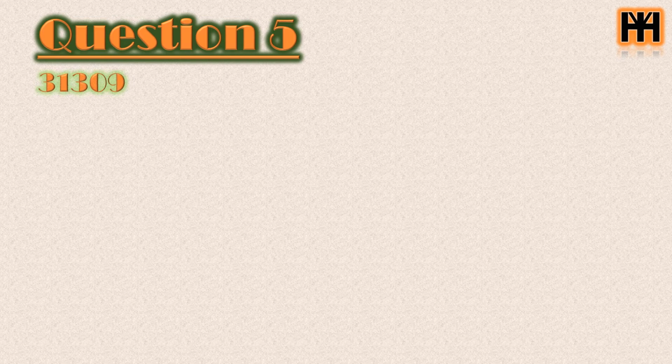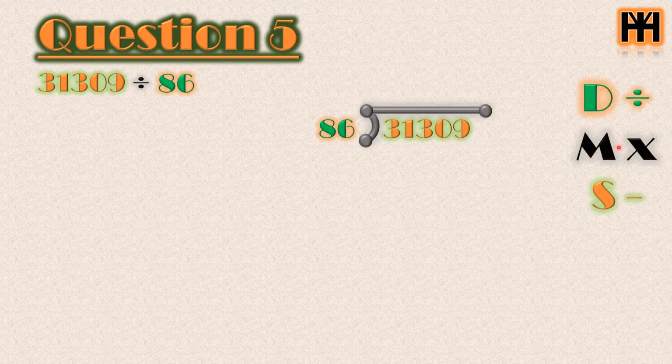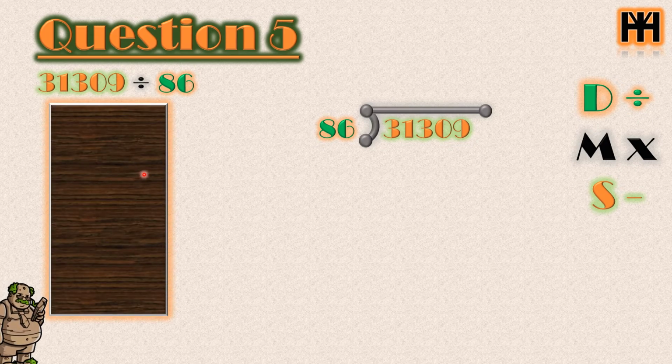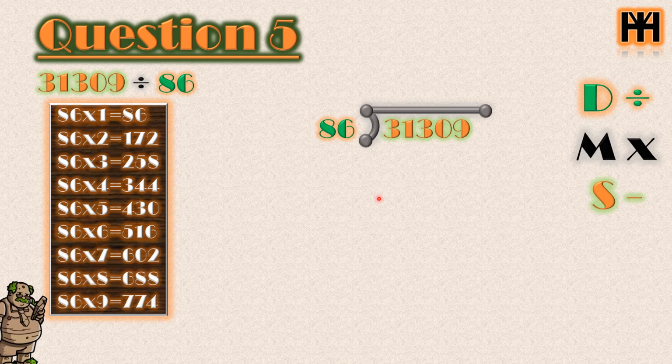Question 5. Now we have 31,309 divided by 86. Okay, first we will put the 86 here, then 31,309 here. And remember our steps: divide, multiply, subtract, and repeat. Then we'll try to create something like table 86. Okay, then we will ask ourselves the typical question: how many 86s in 3, or 3 divided by 86 can't be. 86 is greater than 3. Then we'll put 0 here.